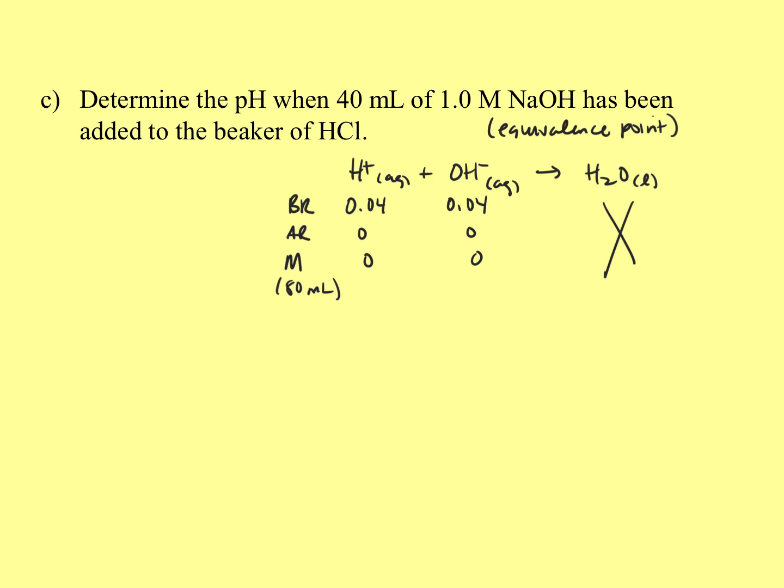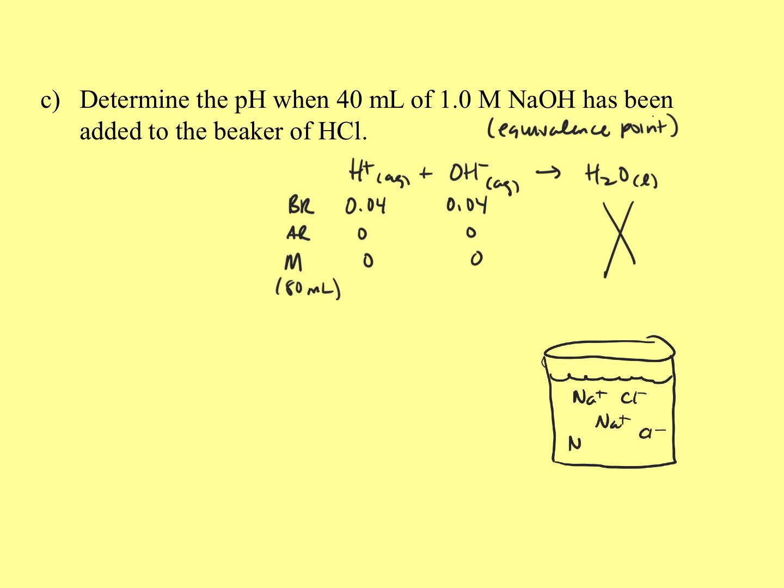So at this point in the beaker, I'm going to ignore drawing water molecules. But we have here Na plus, Cl minus, Na plus, Cl minus, Na plus, Cl minus. We don't have any H plus or OH minus ions because they've neutralized each other completely to form water. Again, Cl minus and Na plus have no effect on the pH, so the overall pH at this point is going to be 7. That's because the amount of H plus and OH minus are equivalent, and they neutralize one another.